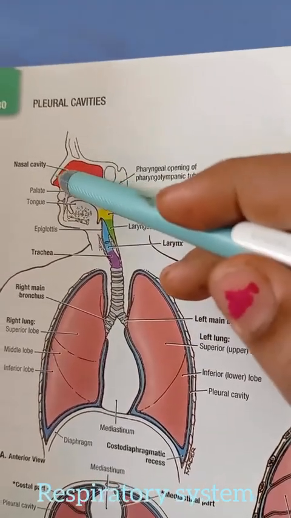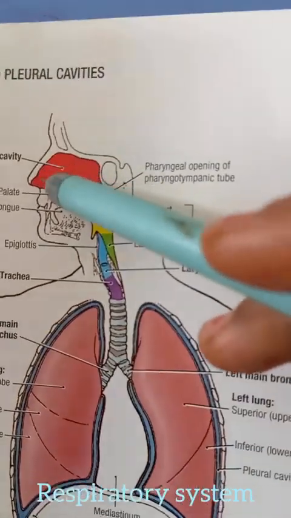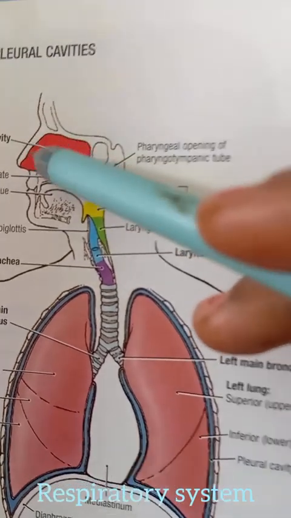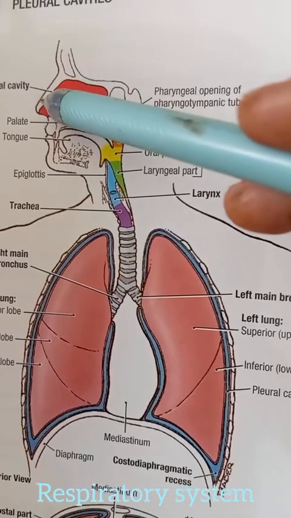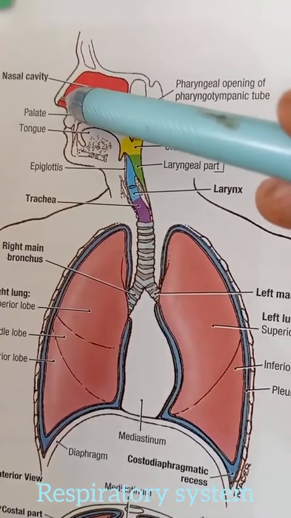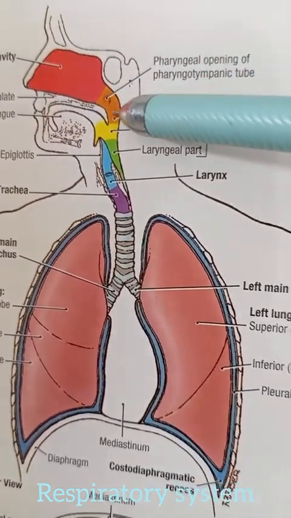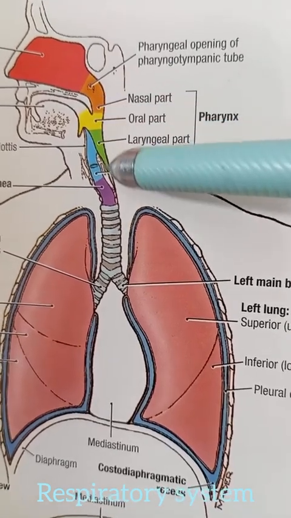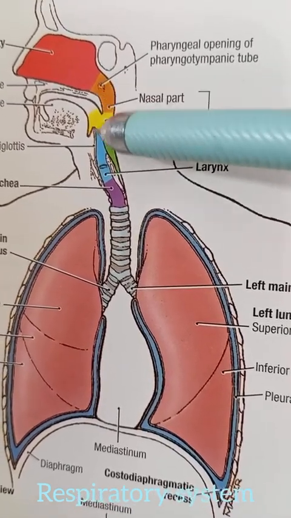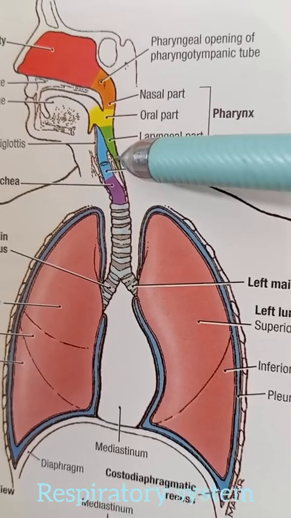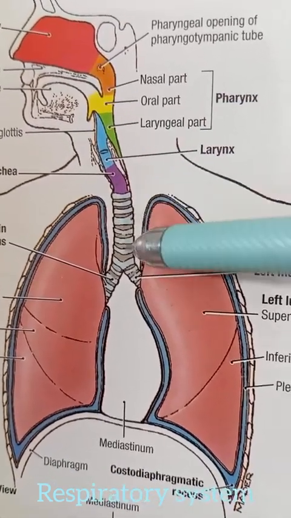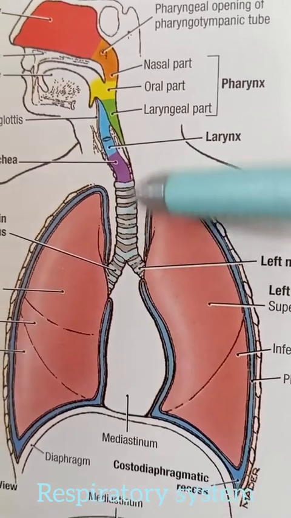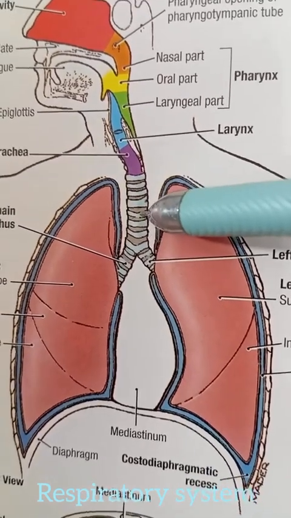The respiratory system starts from the nasal cavity. This is the nose. The nose has two parts of nasal cavity. So the respiratory system has the nasal cavity. Then this part is known as the larynx, the laryngeal part. Then it continues down with the trachea. Here what you are seeing with the horizontal cartilage is the trachea.